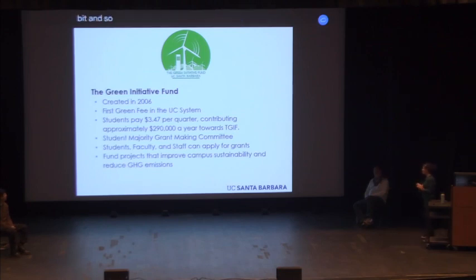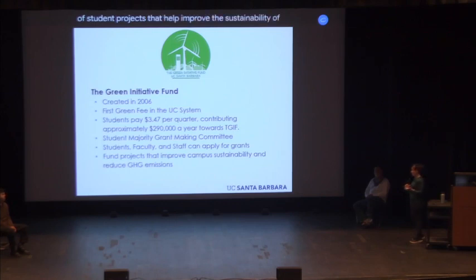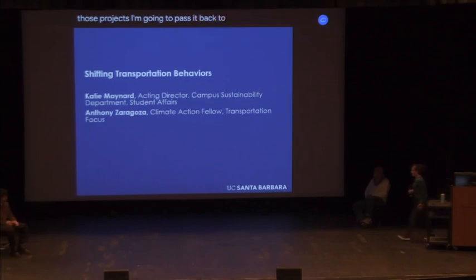That should say 190 or 200,000, sorry, that's a typo, a year that we get to give out to grant applications. Students, faculty, and staff can apply for grants. We get a lot of student projects that help improve the sustainability of our campus, so we really focus on the campus itself. We've always prioritized greenhouse gas reductions. So it's a great opportunity if you have a project idea and want to take direct action on our campus to get some funding to do those projects. I'm going to pass it back to Katie and Anthony.